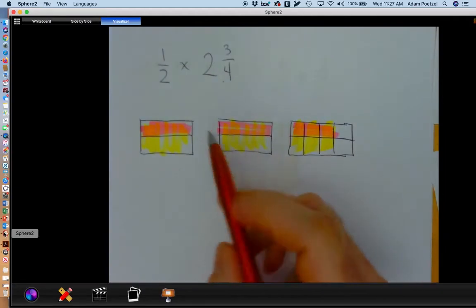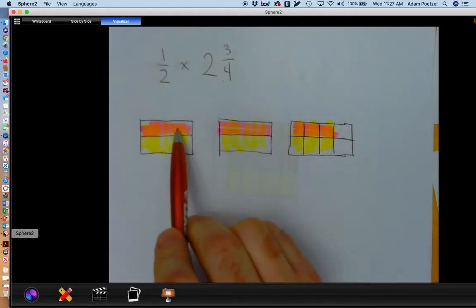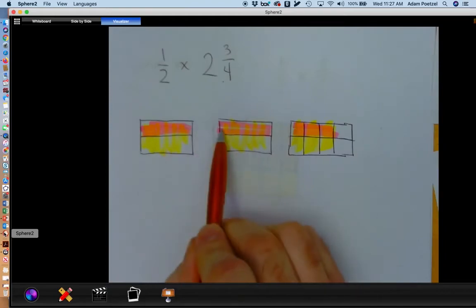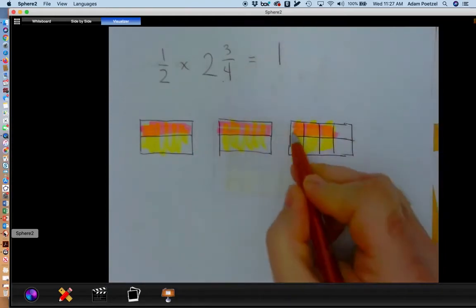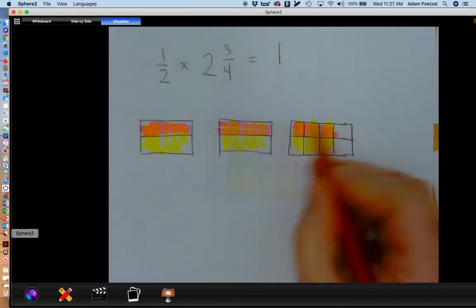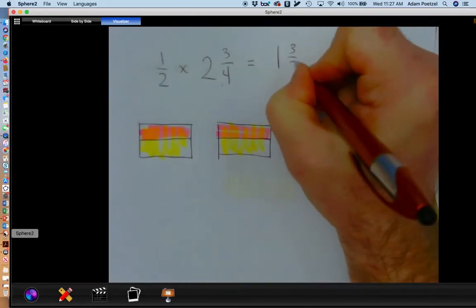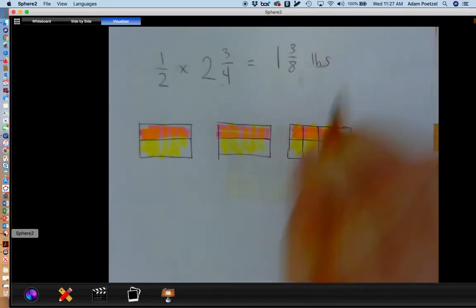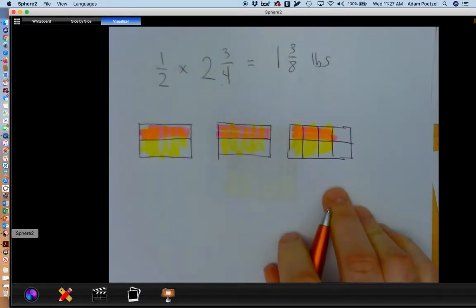Well, again, we could think of it a couple ways. One, we could just think of, well, these two together would give Becky a pound of tofu. And then these 3 pink pieces here would be 3 out of the eighths of the next one. And so we should get that she gets 1 3/8 pounds. And that'd be the same.